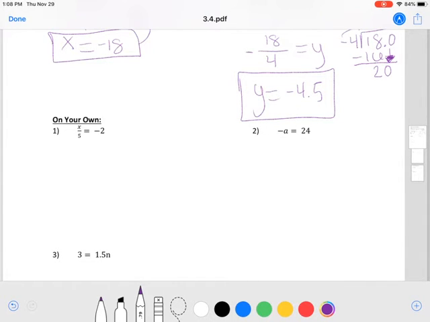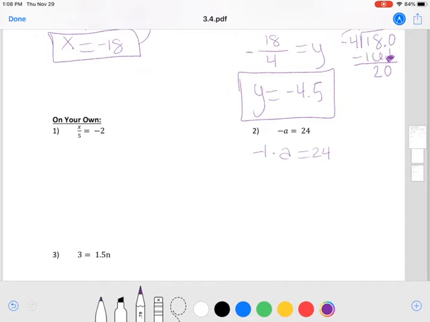I want you guys to rewrite this problem out as -1 times A equals 24. Because that is what this problem is saying. When you have negative A, you have -1A, which is just -1 times A.